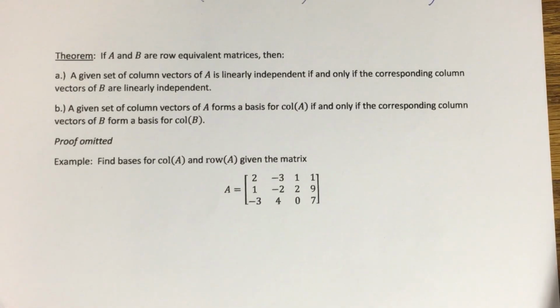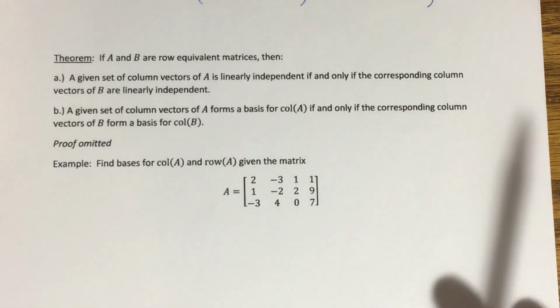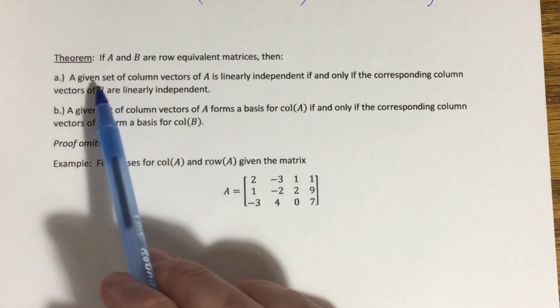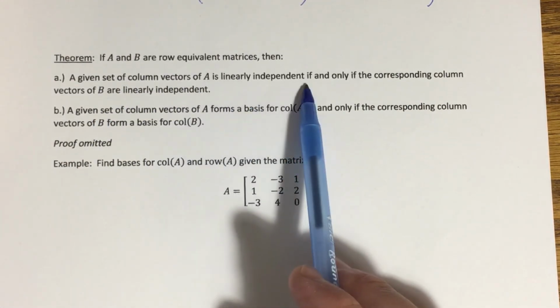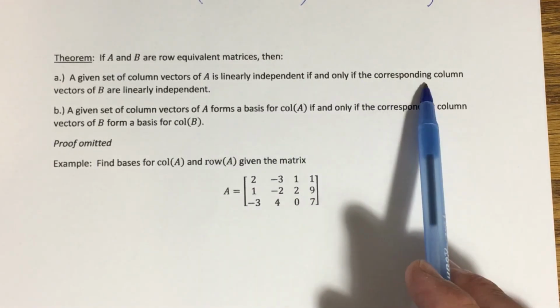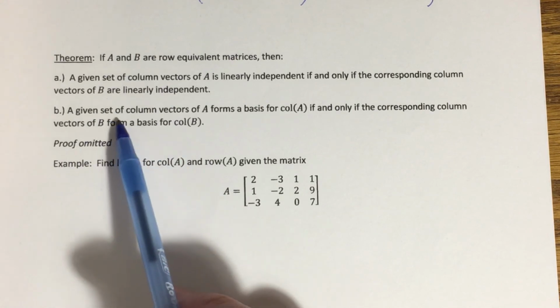All right, let's move up. So the next theorem: if A and B are row equivalent matrices, then we get 2 important facts out of this. 1, a given set of column vectors of A is linearly independent if and only if the corresponding column vectors of B are linearly independent. Similar result for bases.